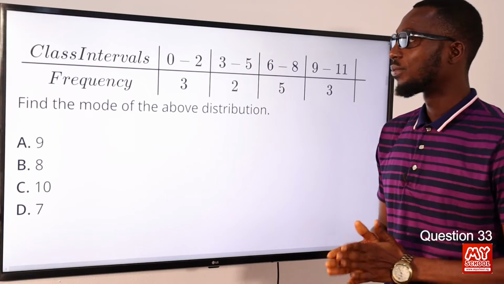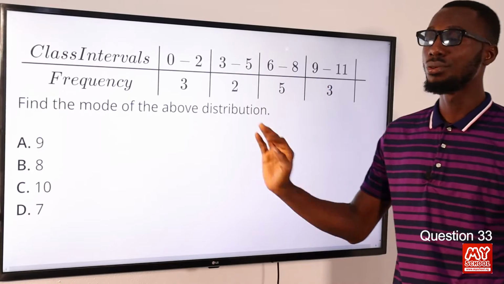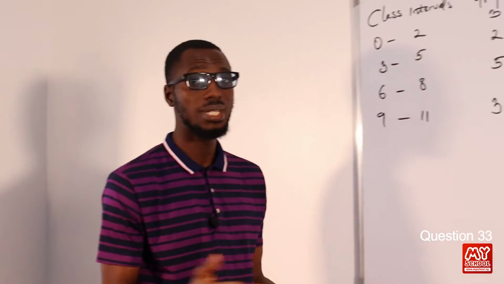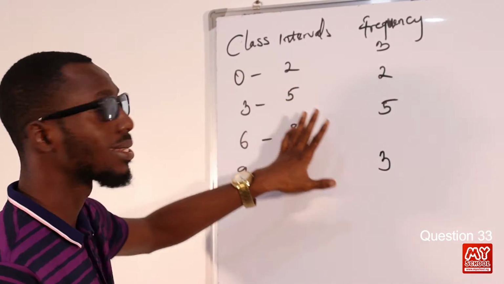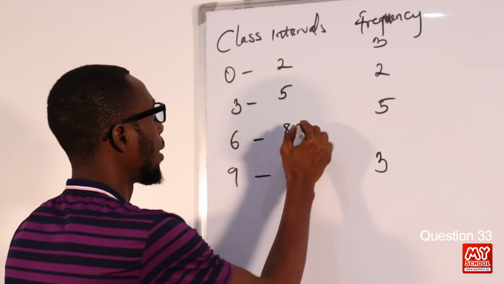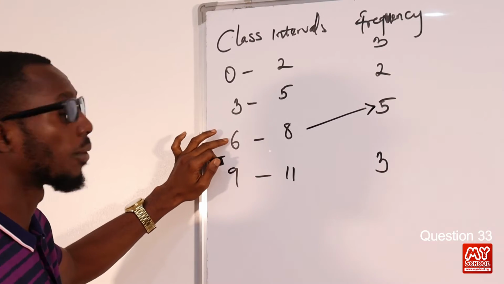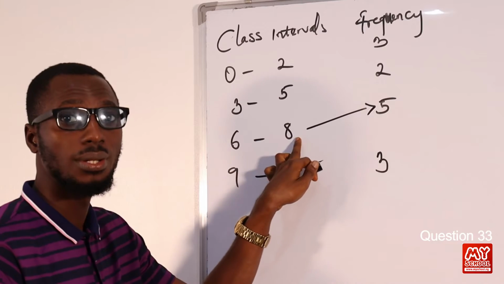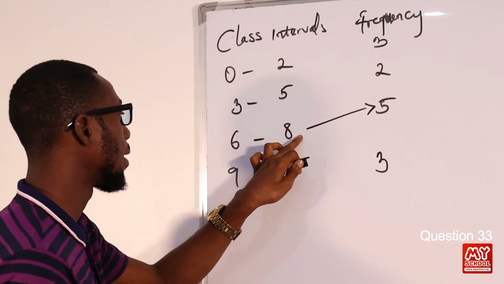33. Find the mode of the above distribution. This is grouped data, so we can just use the formula for mode when it comes to grouped data. Very easy. At first, which of the classes has the highest frequency? That is this one. So the lower class boundary for the modal class is 5.5. The highest is 8.5: 5.5, 8.5.